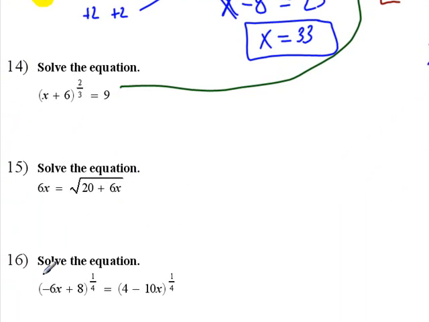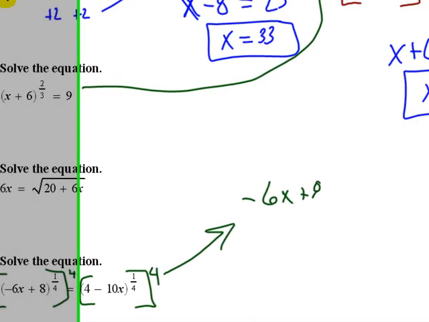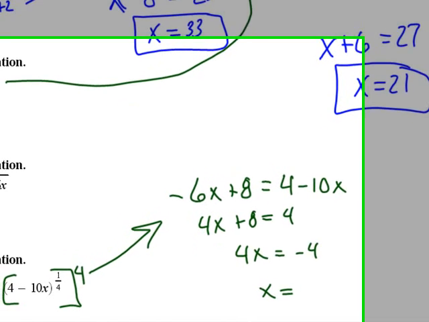Number 16, can you see we've got both of these things raised to the 1/4 power. So if I just raise both things to the 4th power on both sides, that's going to clear out those powers, and I'll just get negative 6x plus 8 is equal to 4 minus 10x. That looks so much simpler. Let's add 10x to both sides. That'll give me 4x plus 8 is equal to 4. Subtract the 8. 4x is equal to negative 4, and divide by 4, x is equal to negative 1.